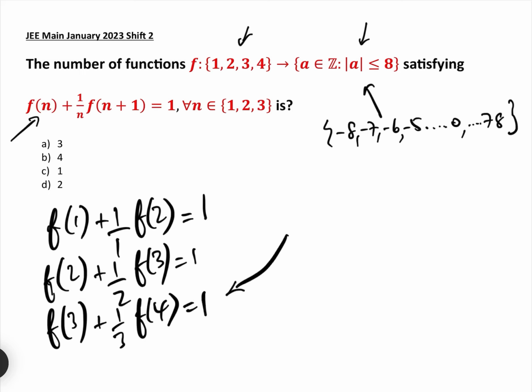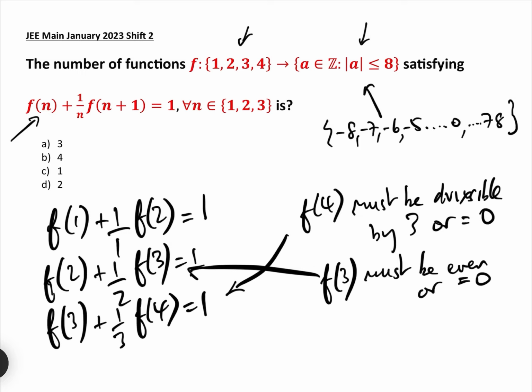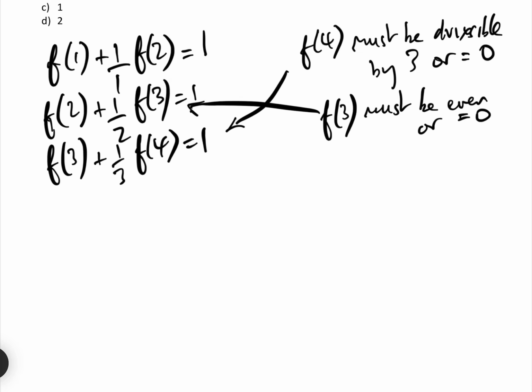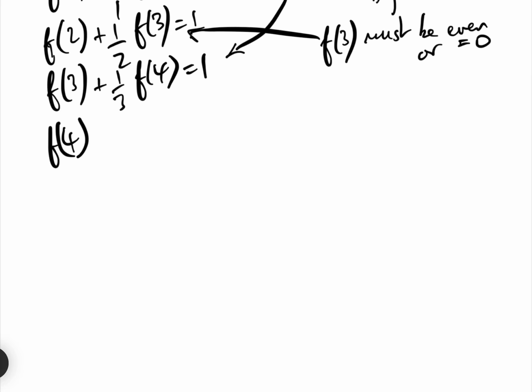Okay, right, so basically from this one we know that f of 4 must be divisible by 3 or equal to 0, and from this one here we know that f of 3 must be even or equal to 0. So what we want to do is look at f of 4. Well, f of 4, if it's got to be divisible by 3, then given that it can only be mapped to one of these, it must be either 6, 3, 0, minus 3, or minus 6.